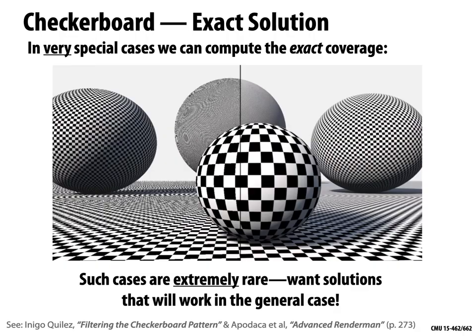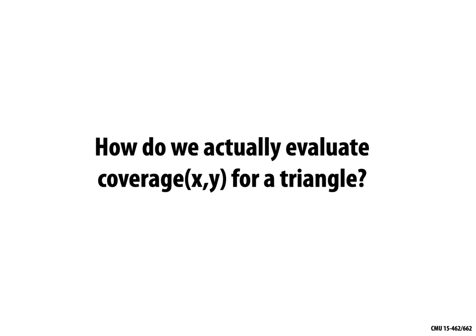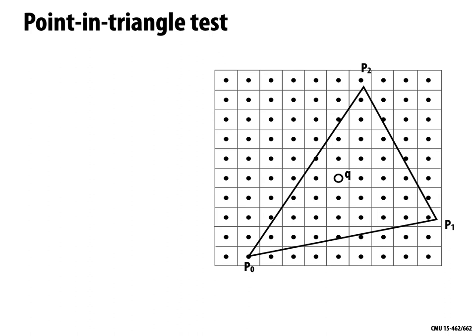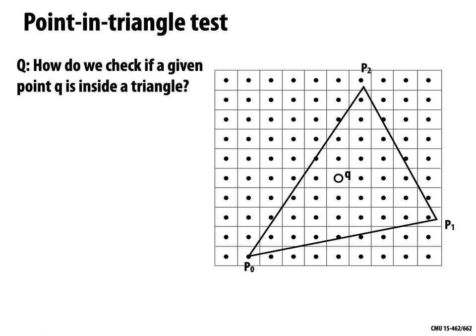So coming back to the actual graphics pipeline, if we think about this stage of the pipeline that's responsible for sampling the coverage function for a triangle, how do we actually do it? What's kind of the algorithmic approach? So the most basic thing that we need to do is say, okay, we have this triangle, we have this pixel grid, we want to know which pixels are covered by the triangle. We can just break this down into an atomic query, which is, how do we check if a given point Q is inside a triangle with vertices P0, P1, P2?